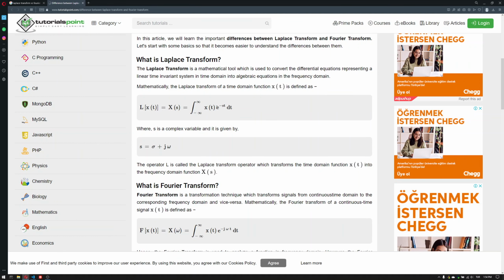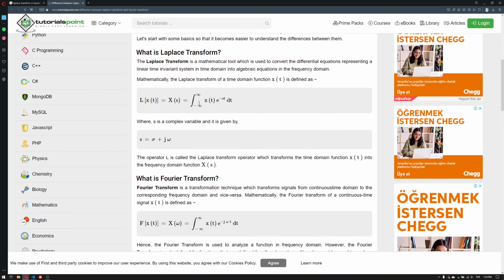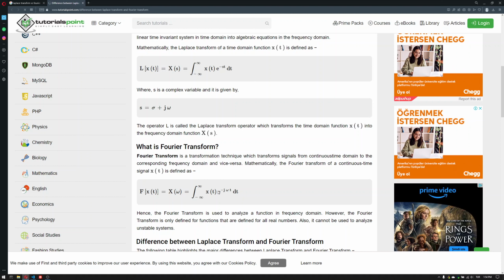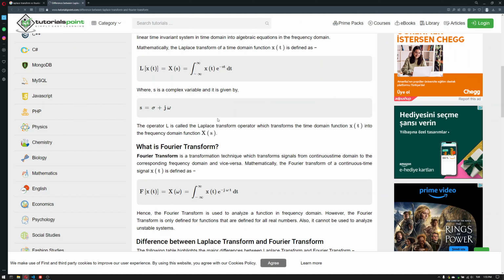The Laplace transform, you can see x times e to the power of minus st dt from minus infinity to infinity. But if we look at the Fourier transform, we have e to the power of minus j omega t dt. So you can see basically the only difference here is that s equals j omega. This means that we are basically using a very special version of the Laplace transform, and we call it the Fourier transform.